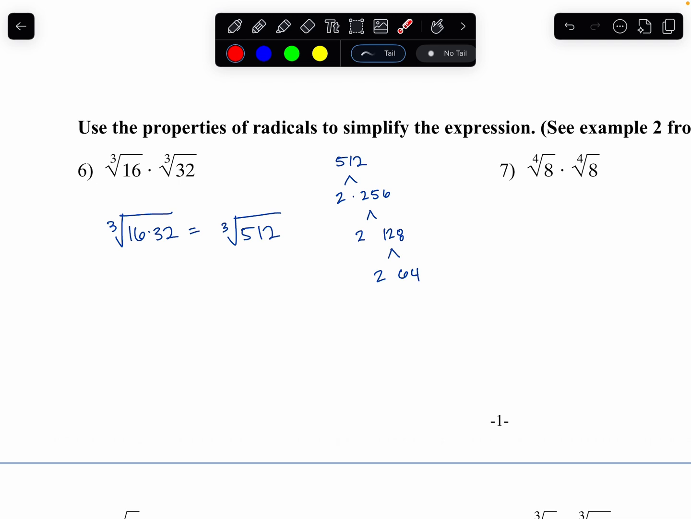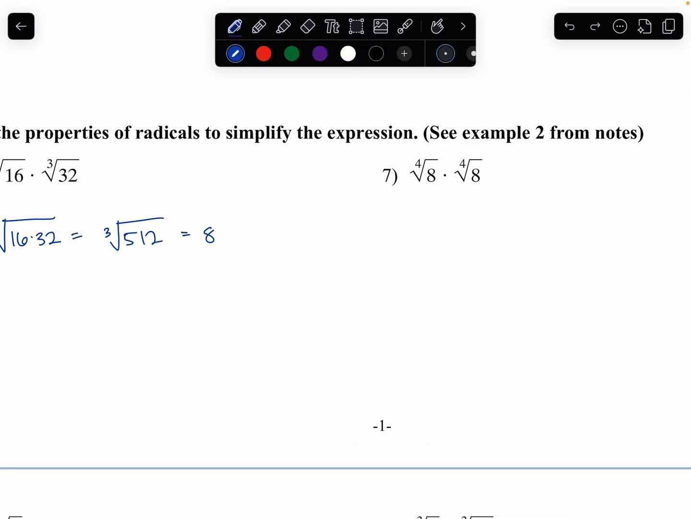Why don't I just try the cube root of 512? Why don't I just try that? Aha, there we go. So I don't have to do all that. 512 is a perfect cube. It's going to be equal to 8. 8 multiplied by itself 3 times over is 512. So there we go. Okay.